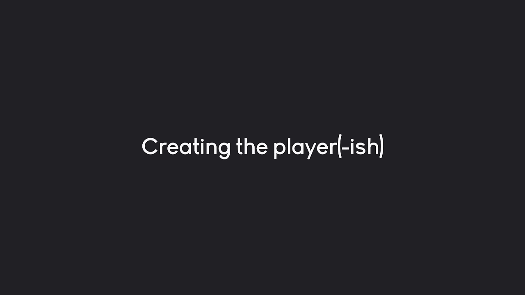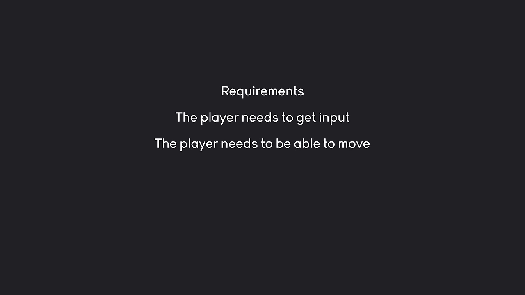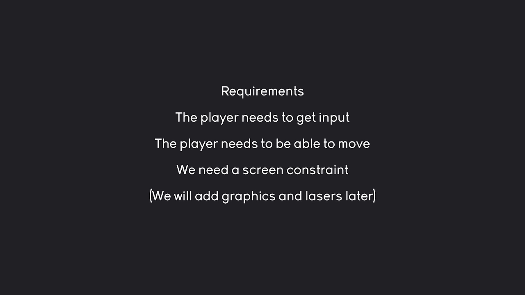So now that we have that, we can start work on the player at least to a certain extent. Let me explain what we are going to do. What I want the player to be able to do for now is that the player can accept some input. The player can use that input to move around. The player is going to be constrained to the window, and that's kind of all we are going to do. Later on, the player is also going to receive graphics and lasers, but I don't want to get ahead of myself. Let's keep it a bit more focused. So let's just work on these three parts for the player.